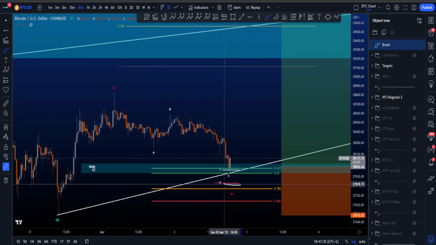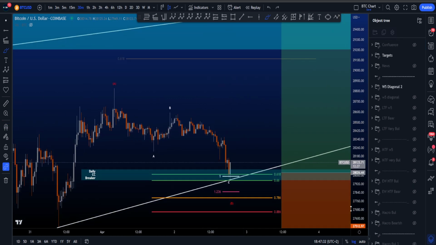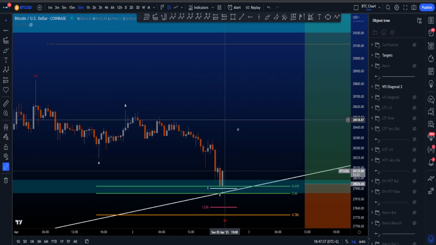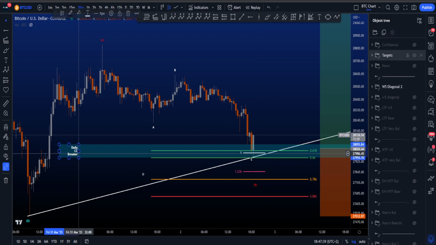Now wave C hit just now. The most common target of a wave C is the 1-to-1, as you can see, very, very nicely respected. If I zoom in, the 1-to-1 also had great confluence with this target box over here.